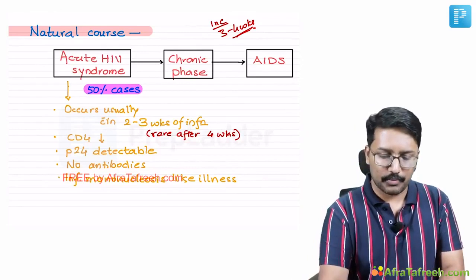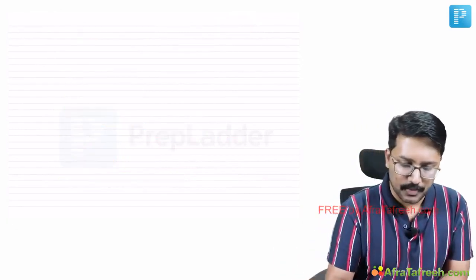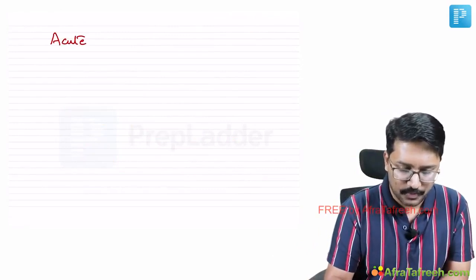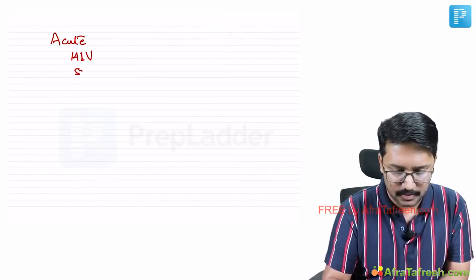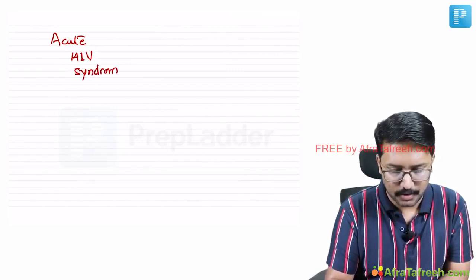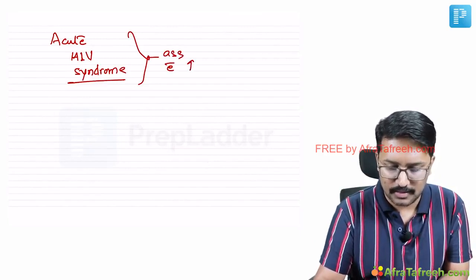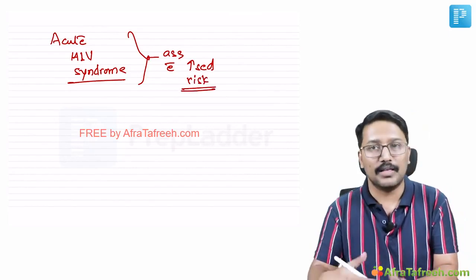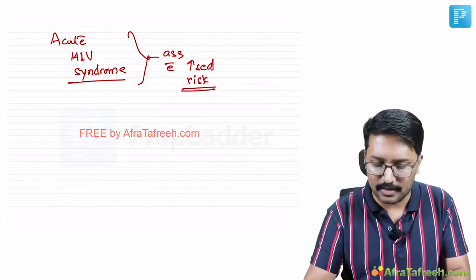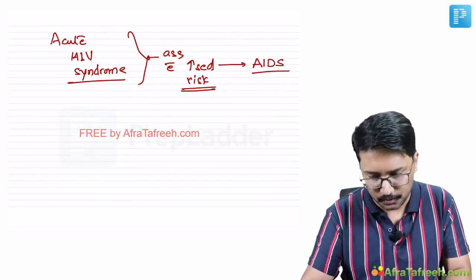Okay, now I want you to remember one particular point about acute HIV syndrome. What is that point? Presentation with an acute rashy febrile illness, that is acute HIV syndrome, is associated with an increased risk of progression. Also the rapidity of progression is increased: increased and rapid progression to AIDS.